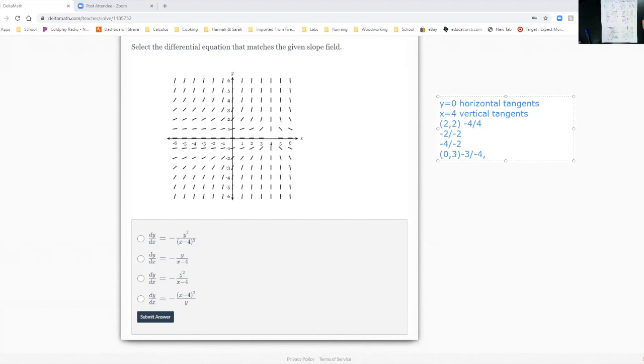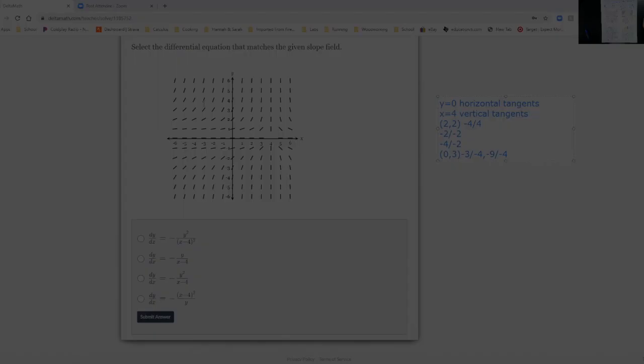Okay, so how about this one? What if we put it in here? All right, so if we put 3 in here, that'd be negative 9, and then divided by 0 minus 4, and that'd be negative 4. And that would give us a positive slope too. And so that didn't help, right? That didn't help at all.